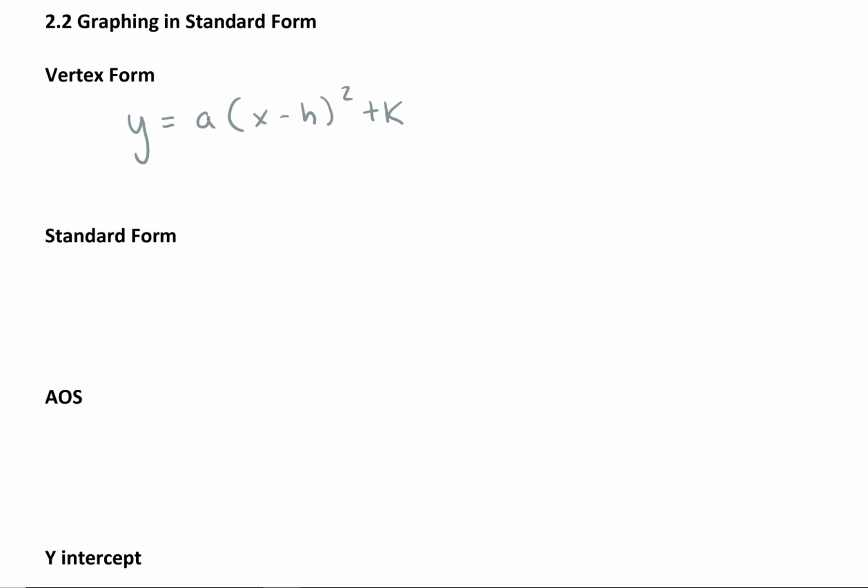We have a different approach for standard form because we're given a different piece of information from the beginning. In standard form, we have values for A, B, and C. The C value is actually our Y-intercept. So we want to use that when graphing in standard form. What we're also going to do is identify the vertex.